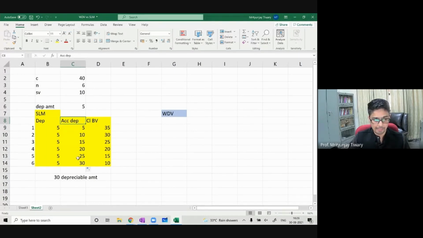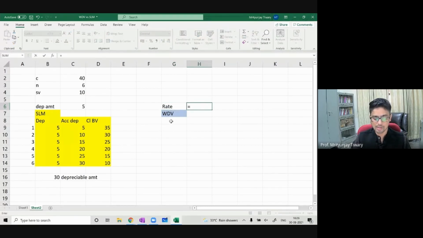Okay, accumulated depreciation. Now we have closing book value here. Now the main reason of this exercise was to contrast this, to see how the same things would have looked if we had adopted a different method called WDV. So let us use the numbers. In WDV, what we said is that we need to not calculate the depreciation amount, but rather calculate the rate of depreciation.